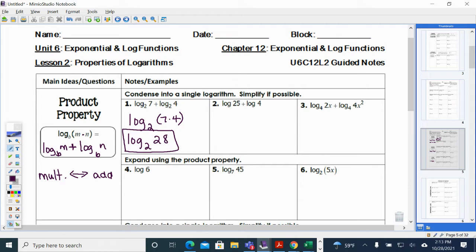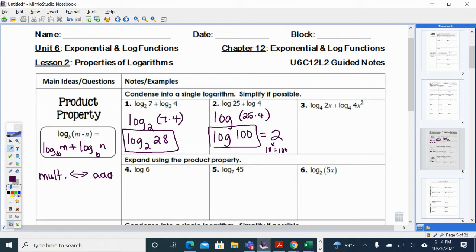Number 2 says log of 25 plus log of 4. This is one of those common logs where the understood base is a 10. So we're going to write this as log of 25 times 4. So we have log of 100. Okay. Now we could actually evaluate this mentally. Remember from lesson number 1, since the base is 10, 10 to what power is equal to 100? So this log, if we were to evaluate it, would be equal to 2.